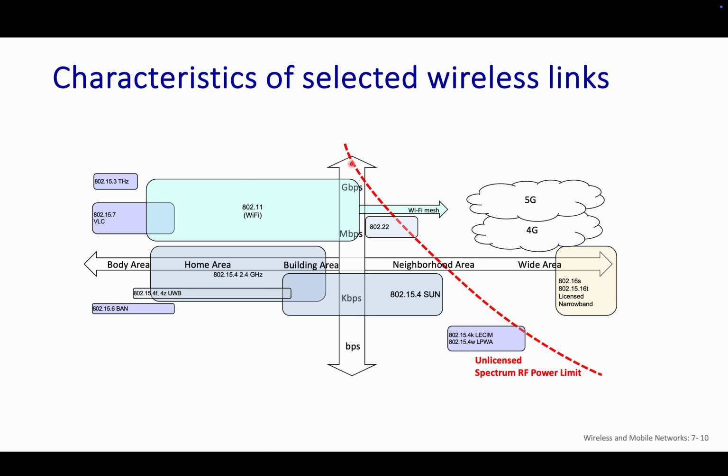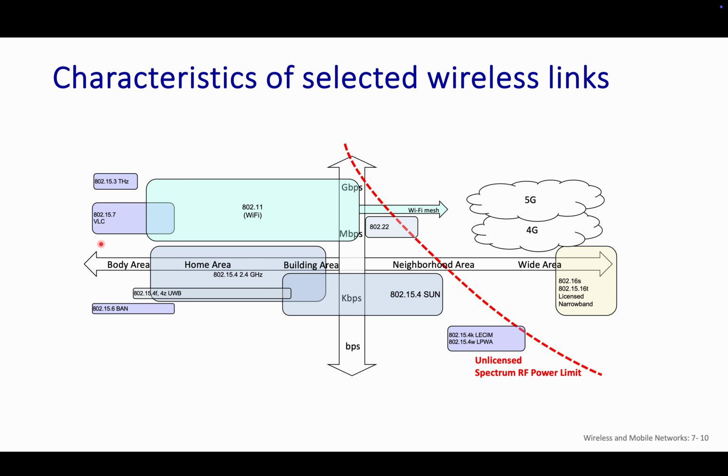Here's another way to think of this. On the x-axis, now we have what kind of area are we trying to cover? We've got wide area, that's WAN, wide area network, for long distances. Then we've got neighborhood area networks, building area, home area. Home area is more like your LAN. These are what we would call a LAN typically. And then you've got body area, BAN. There are even other different LANs and WANs and all sorts of stuff.